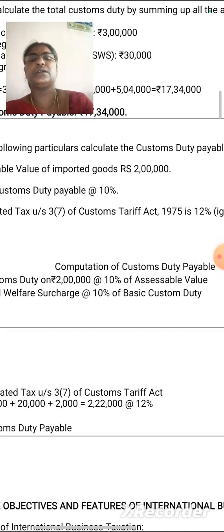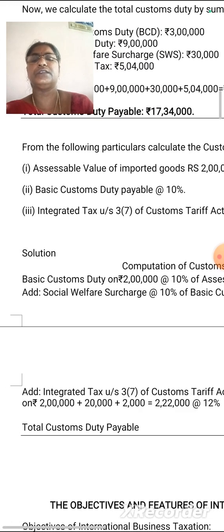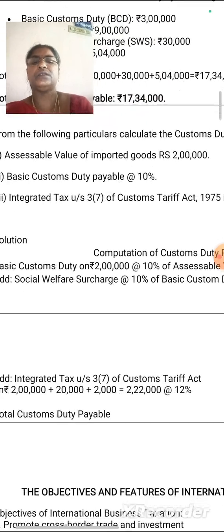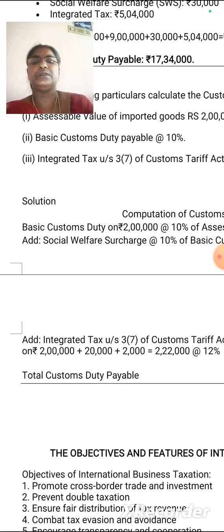The first thing is computation: how to compute the customs duty. You already know what the customs duty is and what the assessable value is. They have given the assessable value as 2 lakh, and basic customs duty is 10 percent. What is the amount here? 10 percent of 2 lakh is 20,000. Then out of 20,000, we calculate the 10% social welfare surcharge, which is 2,000.